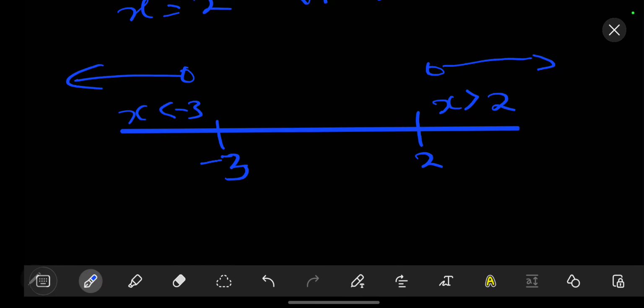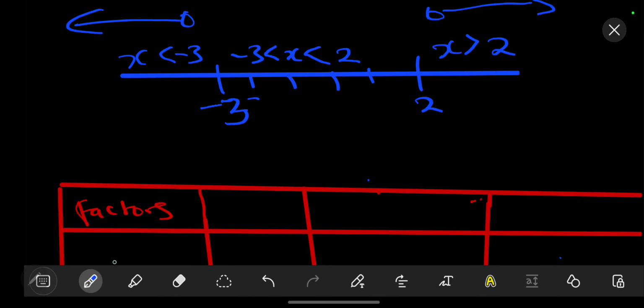So if that's the case, we could have 4, 5, 100, all the values on this side are greater than 2. Then here it will be an interval. All the numbers between negative 3 and 2 are greater than negative 3, but less than 2, because at this point we could have negative 2, negative 1, 0, 1. All these values are greater than negative 3, but less than 2. So this is what we are going to use to draw our table.